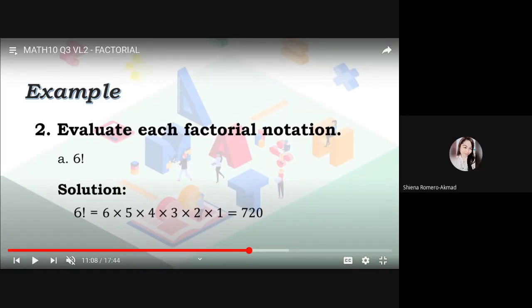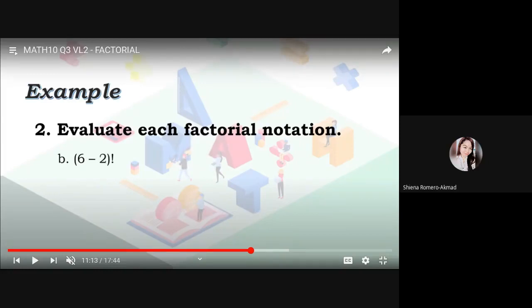Letter A, 720. Pwede nyo nang hindi isulat yan kung naka-calculator kayo. Sa calculator meron. Pwede po diretso na lang.